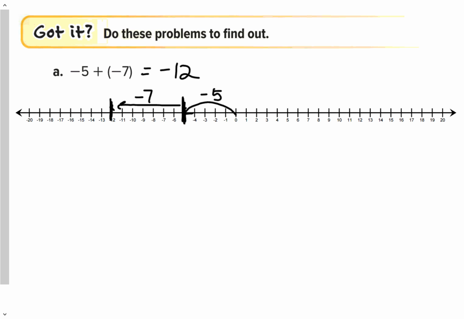Now the other way that we can do that is by adding their absolute values and then giving the answer the same sign as the addends. So 5 plus 7 is 12. Since they're both negative, the answer is going to be negative.